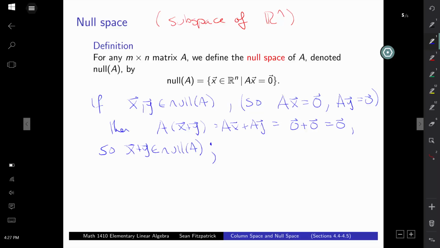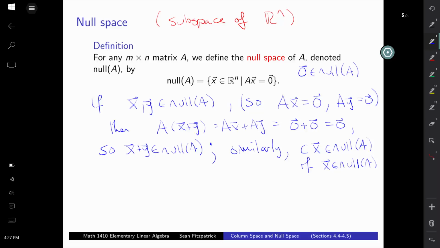And similarly, we know that c times x is in the null space whenever x is in the null space. Okay? So the null space is closed under both addition and scalar multiplication. Of course, it's non-empty because the 0 vector is in there. The 0 vector is always in the null space because A times 0 is always 0. Right? So the null space passes the subspace test.